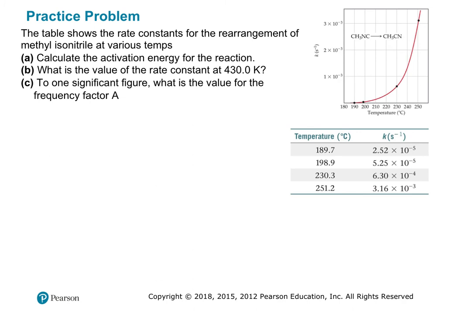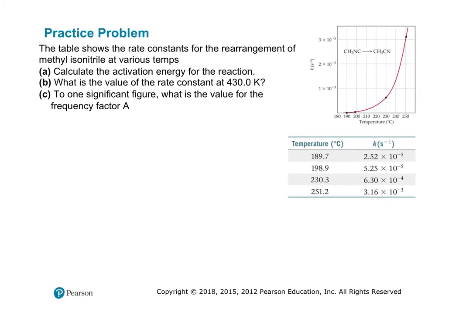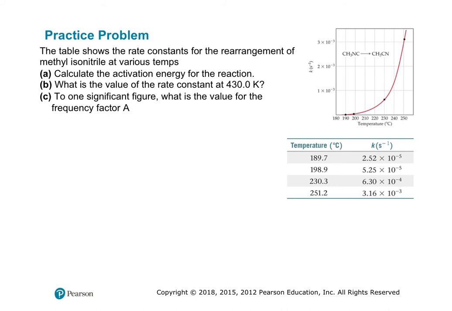Here we go. We have a table that shows the rate constants for rearranging methyl isonitrile at various temperatures. So we want to calculate the activation energy, and then we'll find the rate constant at 430 and then find the value of A.